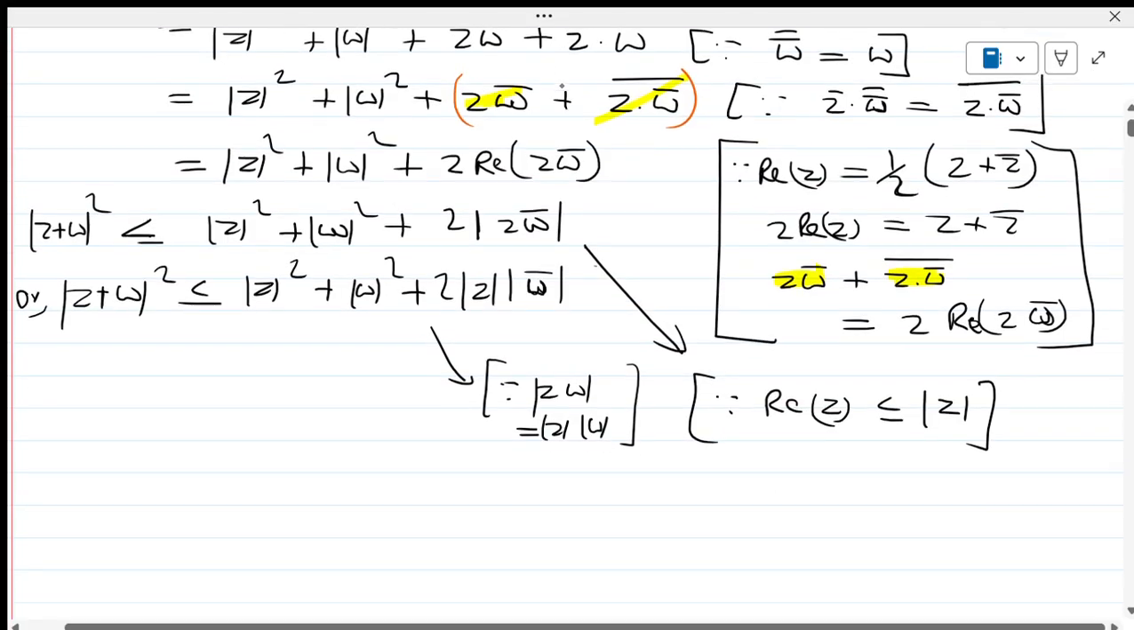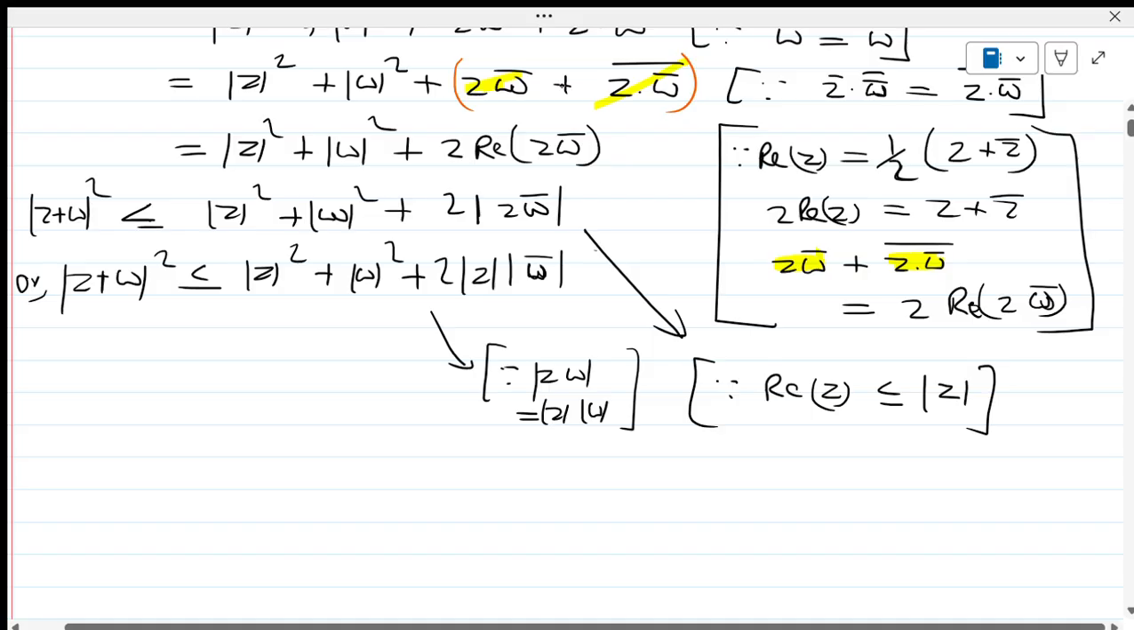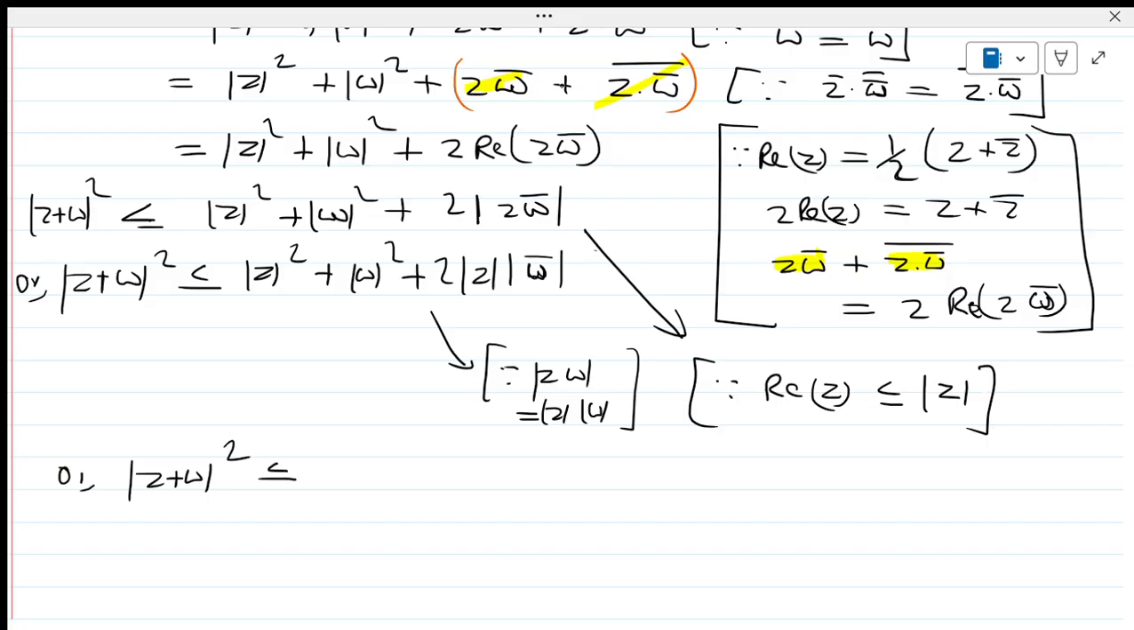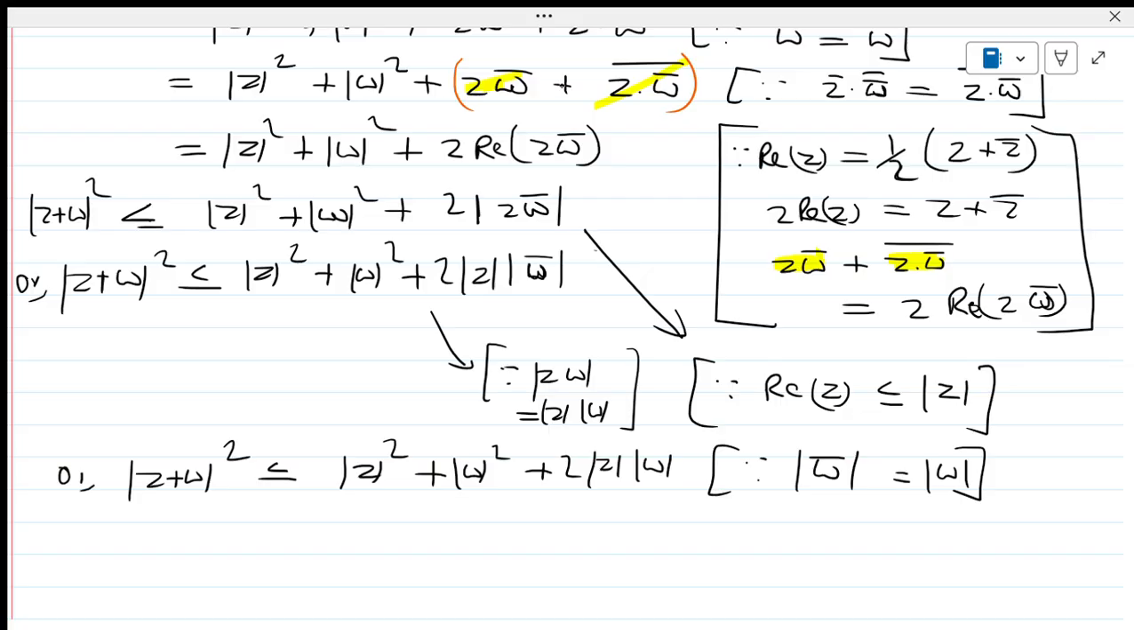And after having that much, now we go to another step. So the square of this is less than or equal to the absolute value of z squared plus the absolute value of w squared plus two into the absolute value of z into the absolute value of w. And for this reason, the absolute value of w conjugate is equal to the absolute value of w, right?